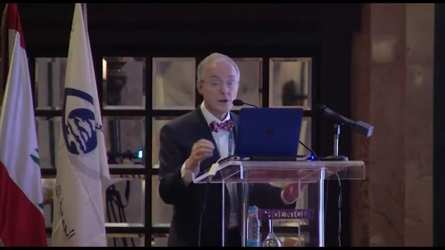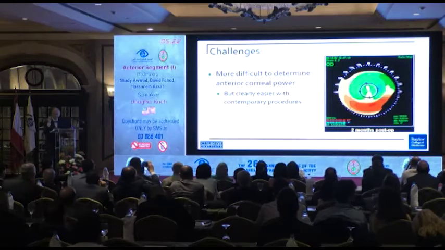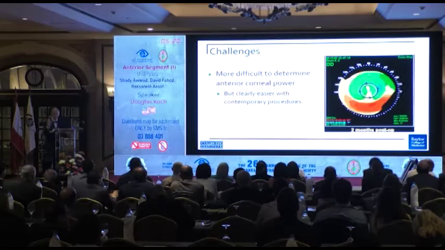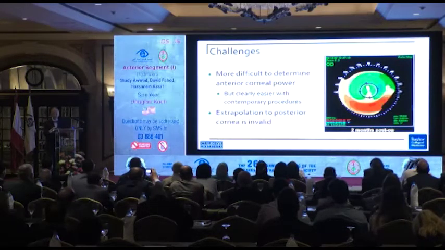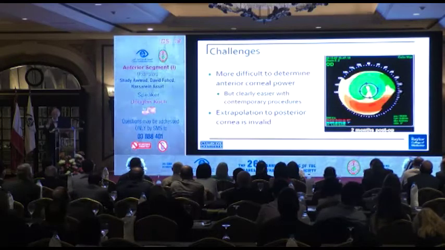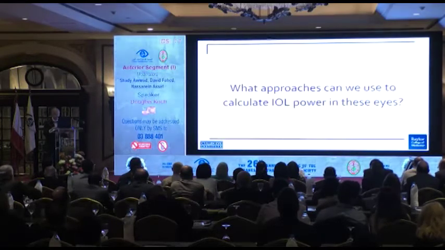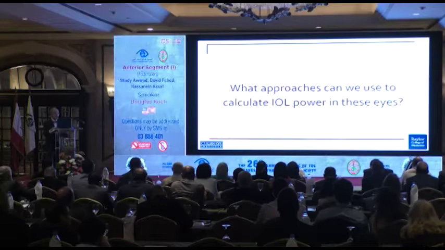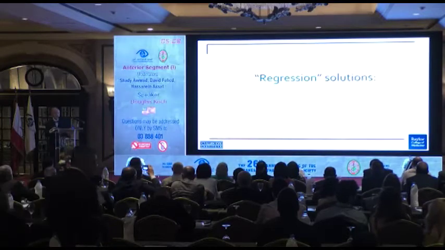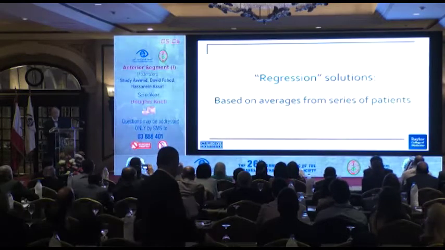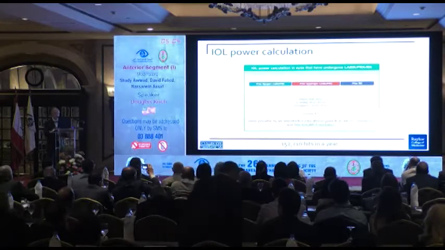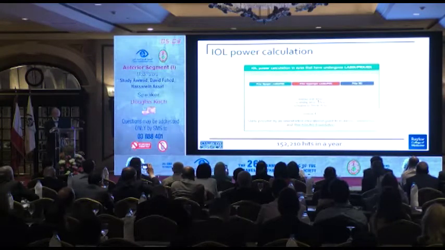The challenges are, I think it's important to understand that the anterior cornea is also a big problem in our post-LASIK patients because of variability. And then the posterior corneal measurement, you can't measure the front and assume what the posterior curvature is. So how do we do these calculations now? We use these regression solutions that are based on averages, and many of you may use this website that we put up.